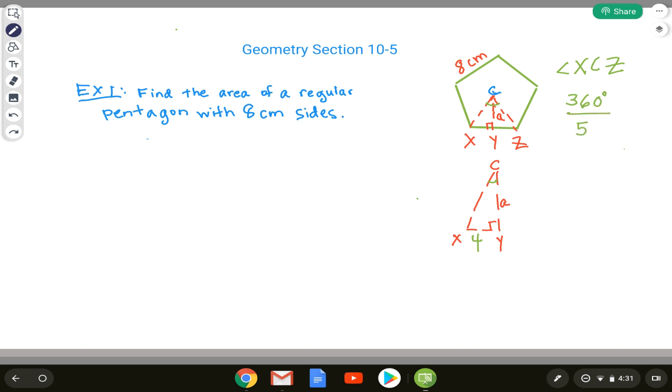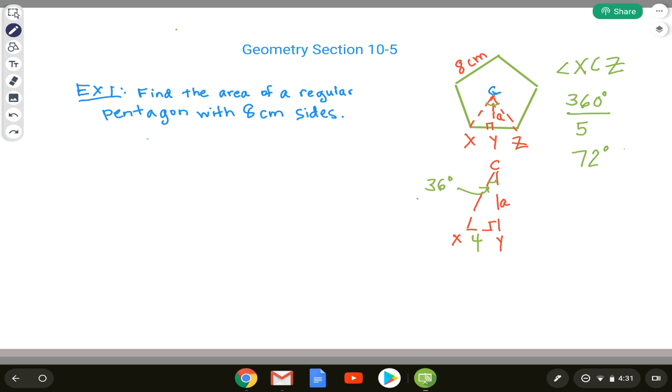We've done this in the other section, but just as a reminder. When I divide 360 by 5, I get 72 degrees. So that's the central angle. When I look at just half of that triangle, the one where I have the apothem as the height, that will be half of 72 degrees. So 72 degrees divided by 2 is 36 degrees. So that small angle at the top, XCY, will have that measure, 36.